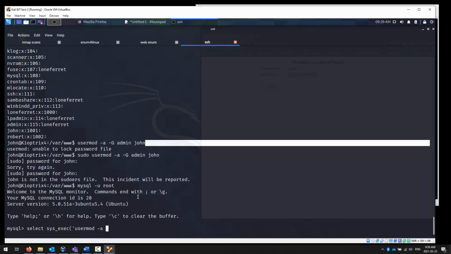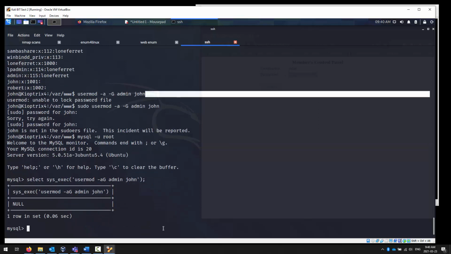Dash a dash G, or if you want, you can do aG like that. I believe that will work as well, because it just switches at this point. Now that you've seen how the command runs, don't forget the semicolon because it is an SQL statement. You can do dash a to add to group admin, but because there are switches and it's Unix, you can do aG right together as one batch of switches. So, looks good. I didn't throw any errors.